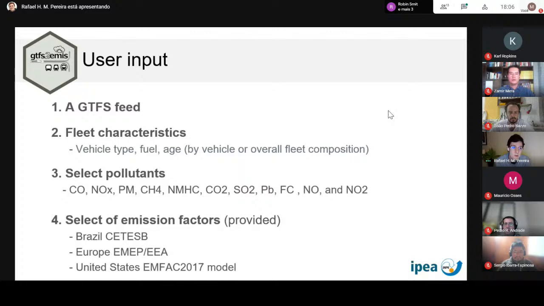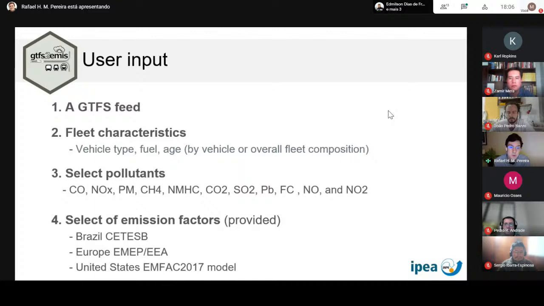The user also has to select what pollutants he or she would be interested in estimating. We currently have approximately, I think, 12 different pollutants, but we could expand that list. And finally, the person has to select the emission factor that she will be using. These emission factors are provided within the package and within other R packages, including packages developed by Sergio. So for São Paulo, we are using the emission factors of CETESB, the European Environmental Agency for European cities, and the United States model using the EPA MOVES 2017 model. But we would be really happy to expand the emission factors included in the package to include Copart and some other updates that will be coming out soon.